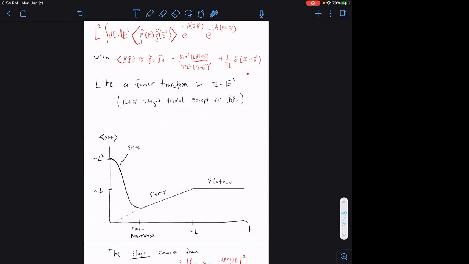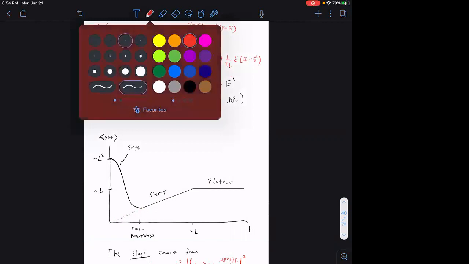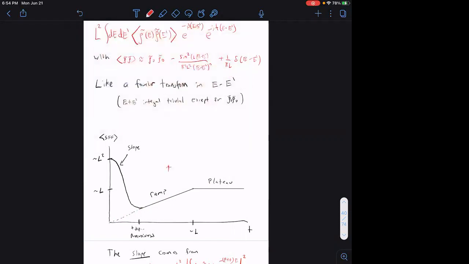Eventually, contributions from these take over. If you work out the Fourier transform of this stuff, you find what's called the ramp and the plateau. So there's a linearly growing piece. The ramp is like t over, I think it's 4 pi beta. So it's exponentially small compared to this slope piece. The slope piece is proportional to L squared, but decays. This is proportional to L to the 0, but grows in time.